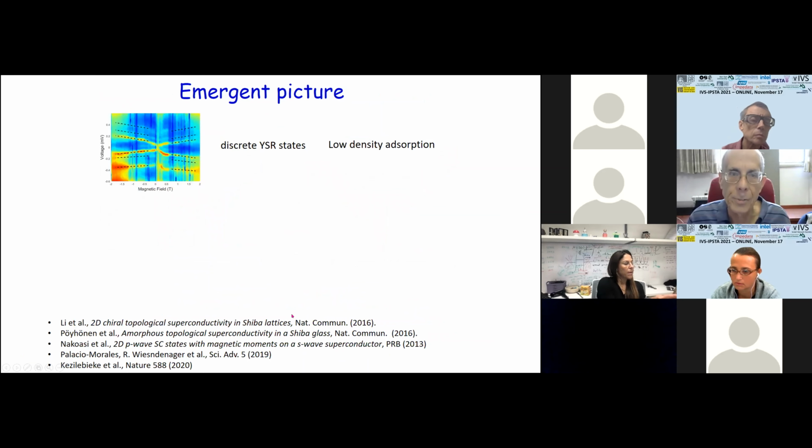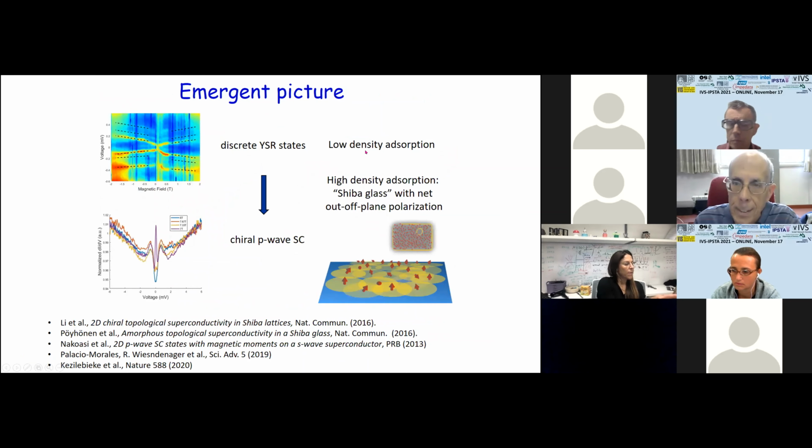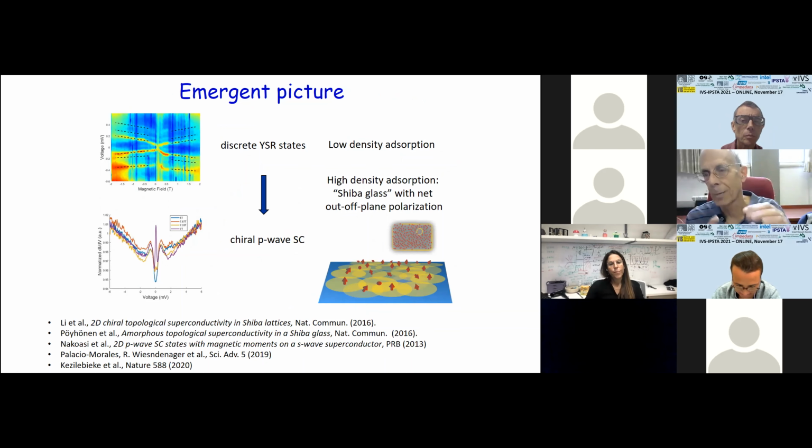The picture that emerges here is that in low temperature adsorption, we have discrete YSR states. When we increase the adsorption, we get to a situation where we have what's called a Shiba glass. The molecules, as we saw by Bytonic spectroscopy, are not all aligned. We have regions with alignments in different directions.